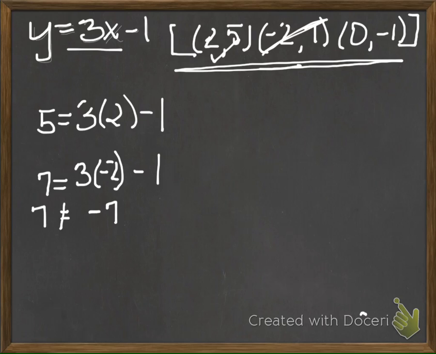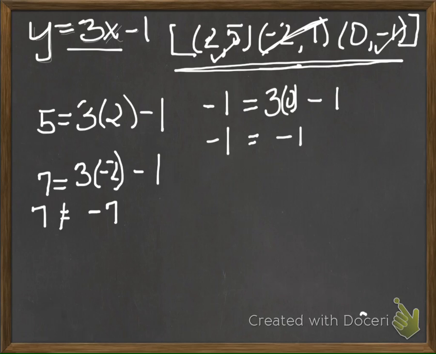Y equals 3x minus 1. I want to write my 3 and my minus 1 in there because those are staying the same. All I'm doing is replacing x with 0, and I'm replacing y with negative 1. So 3 times 0 is 0. 0 minus 1 is negative 1. Of course, negative 1 is equal to negative 1, so this is a solution.